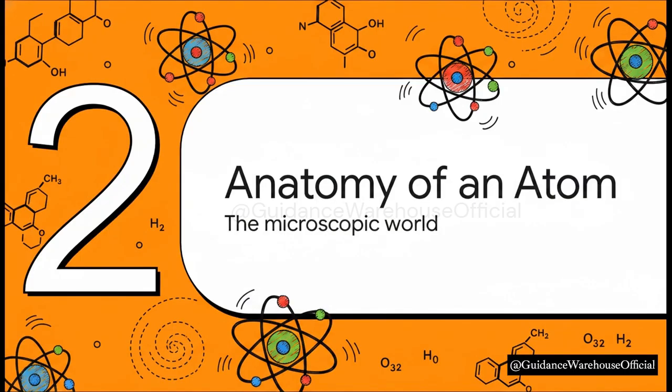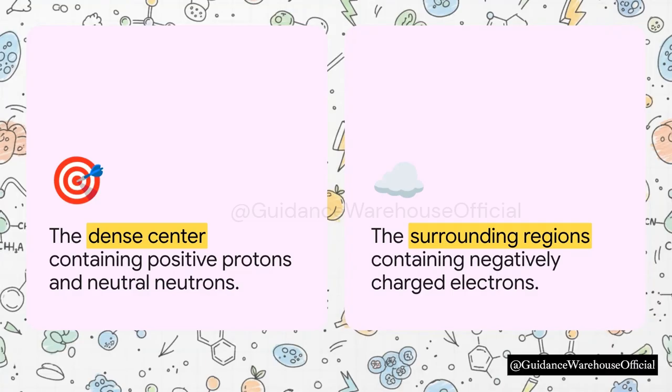Moving right along to part 2, anatomy of an atom, inside the microscopic world. So, we know atoms are tiny, but what happens if we zoom in even closer? We can compartmentalize the atom into 2 main areas. First, the nucleus. This is the incredibly dense center containing positively charged protons and neutral neutrons. Second, the outer shells. These are the surrounding regions containing negatively charged electrons.